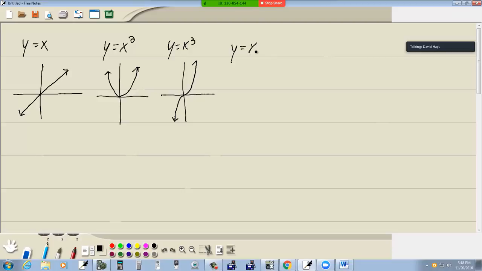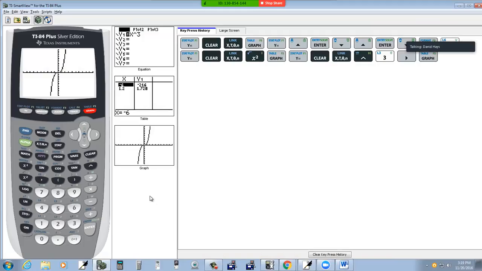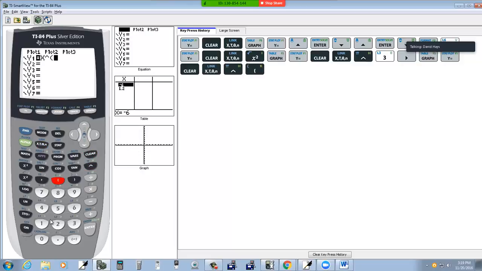Now, y is equal to x to 1/2. The trick here is anytime you have more than a single number or a single variable or single anything in your exponent, you have to put parentheses around it. So when we plug this in, we have to put parentheses around the 1/2. So press my y equals, press my clear, do my x key, caret, beginning parentheses, 1 divided by 2, and closing parentheses, and then graph.